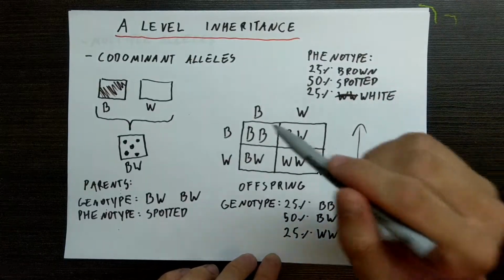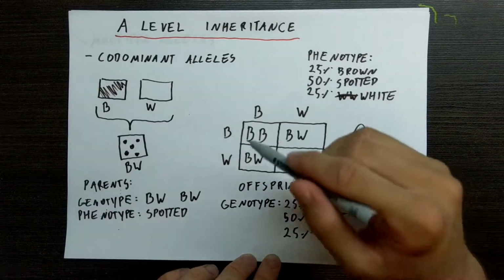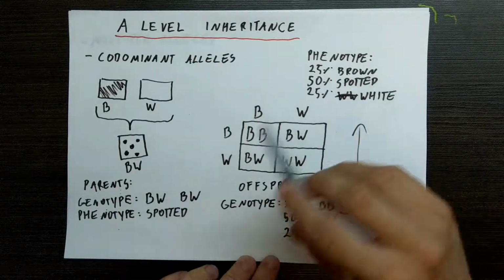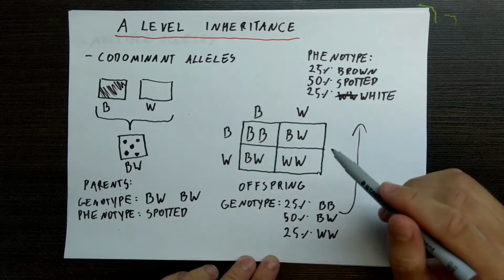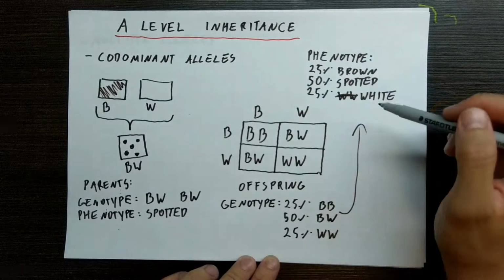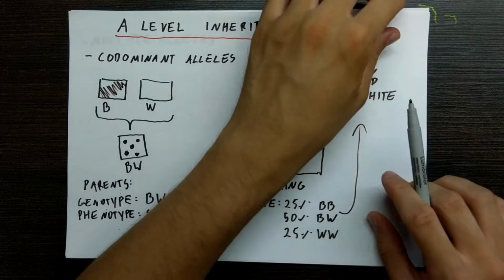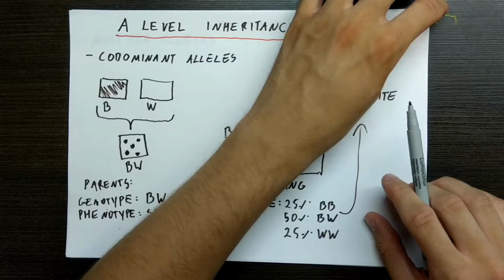As you can see, codominant alleles work very, very similarly to what you are used to with the dominant and recessive alleles. Only difference is in the phenotype you get, because now it's codominant. Okay, so let's move on.